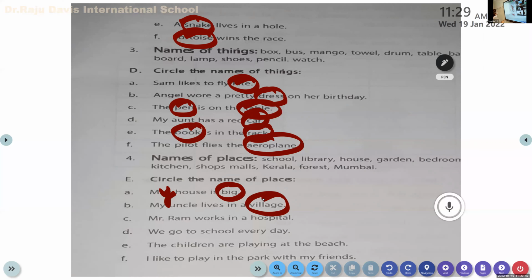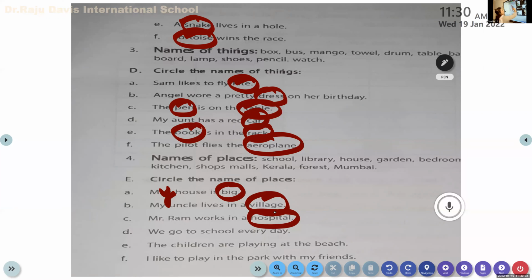Now come on, Rishi. Come on, read the next question. Rashi, I'll call you next. Mr. Ram works in a hospital. Okay. Come on, identify the name of the place there. Hospital. Very good. Hospital is the name of the place.